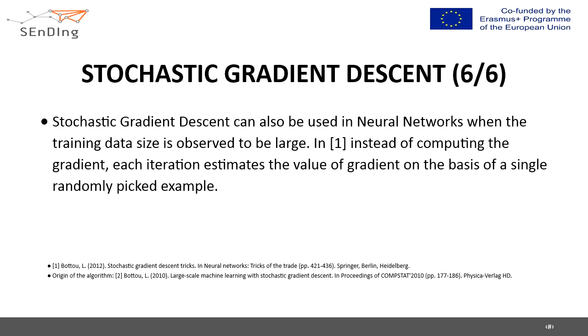Stochastic gradient descent can also be used in neural networks when the training data size is observed to be large. Instead of computing the gradient, each iteration estimates the value of gradient on the basis of a single randomly picked example.